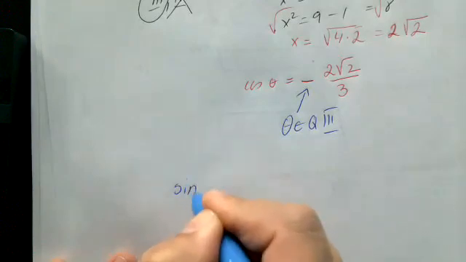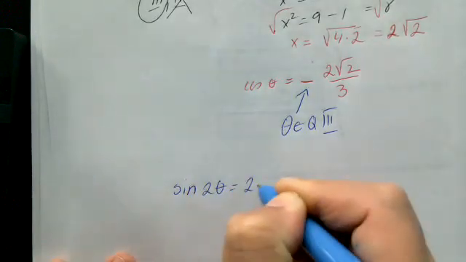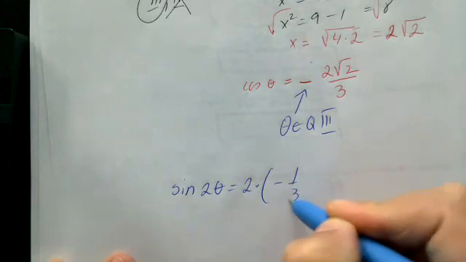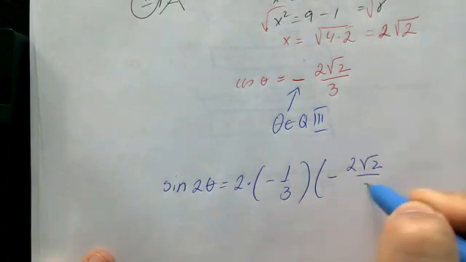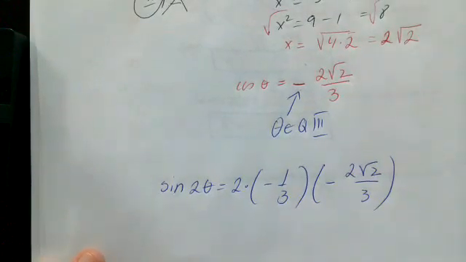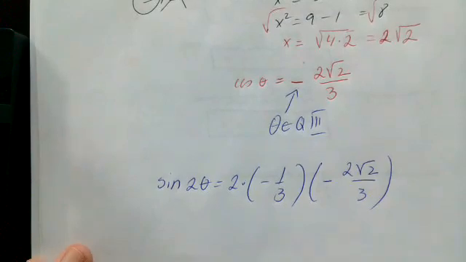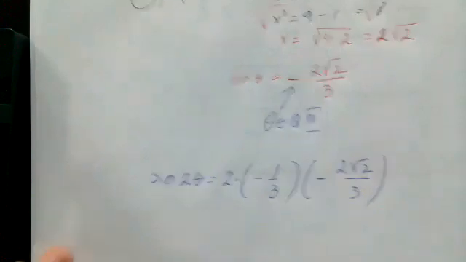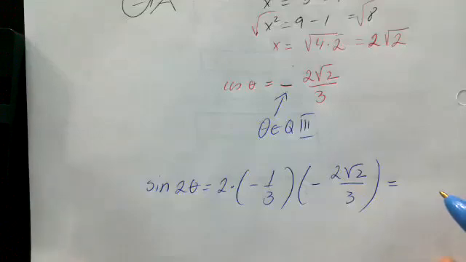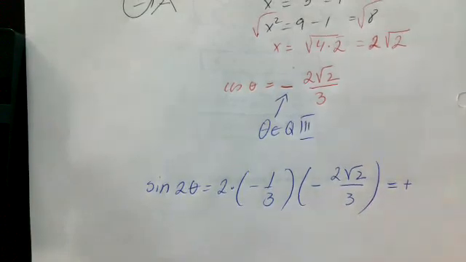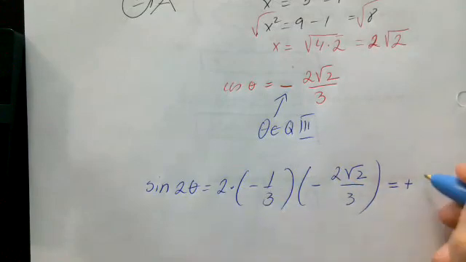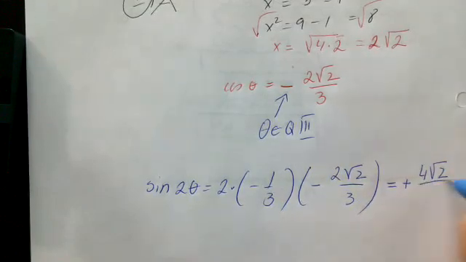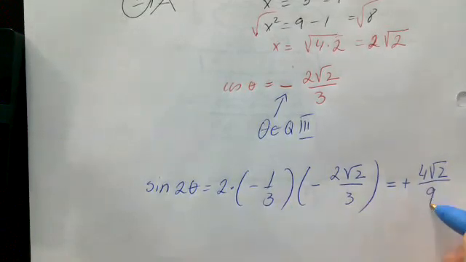So sine of 2 theta is 2 times the given sine of theta first, negative 1/3, and then negative 2 square root of 2 over 3, which we calculated for cosine of theta. Negative times a negative and a positive makes it a positive final answer. And then we have 2 times 2, which is 4 square root of 2, and then 3 times 3, which is 9.